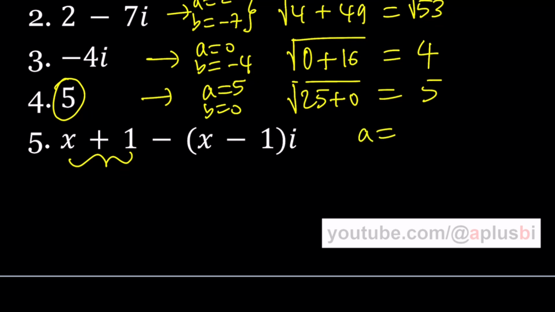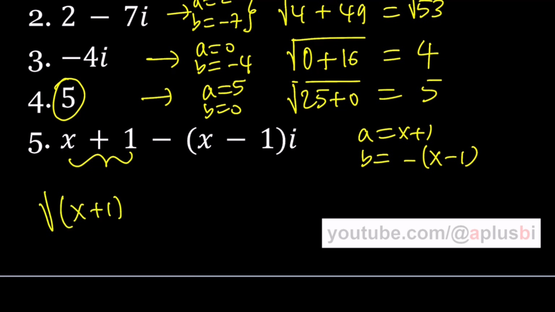A is x plus 1, and b is the opposite of x minus 1, which I can square and get rid of the minus sign. So in this case, the absolute value is going to be the square root of x plus 1 squared plus x minus 1 squared.